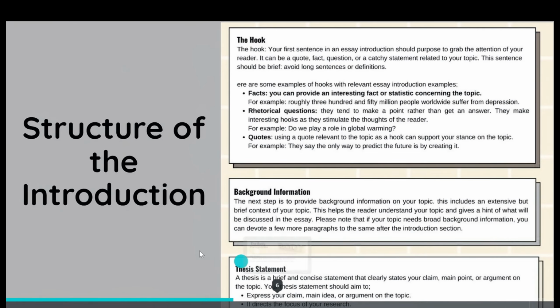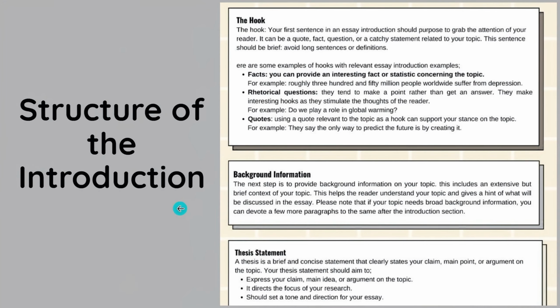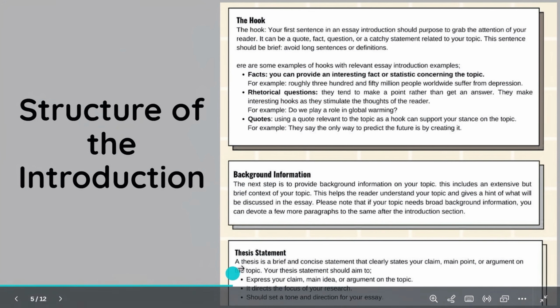This is the thesis statement. A thesis is a brief and concise statement that clearly states your claim, main point, or argument on the topic. Your thesis statement should aim to express your claim, main idea, or argument on the topic. It directs the focus of your research. It should set a tone and direction of your essay, okay? And this statement is the most important part in the introduction.